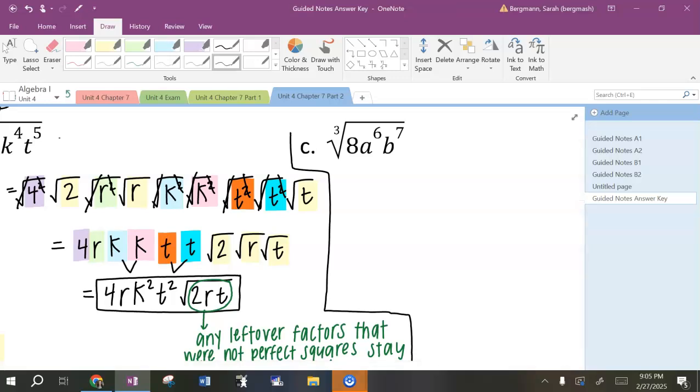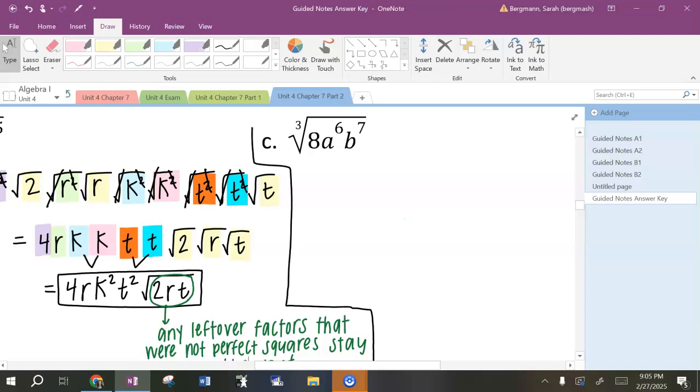So first, just look at the number, the cube root of 8. Hopefully you guys know that 8 is a perfect cube. It's 2 times 2 times 2. So if you wanted to, you could write 2 cubed under the cube root, cancel that out, or you can skip straight to the cube root of 8 is 2.